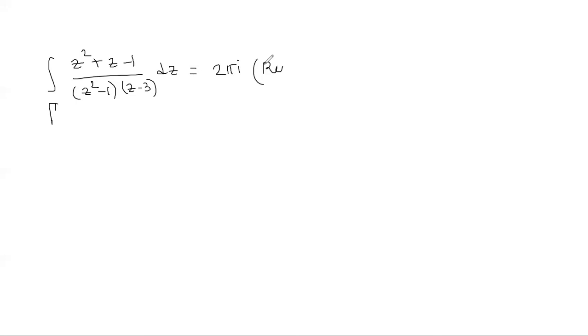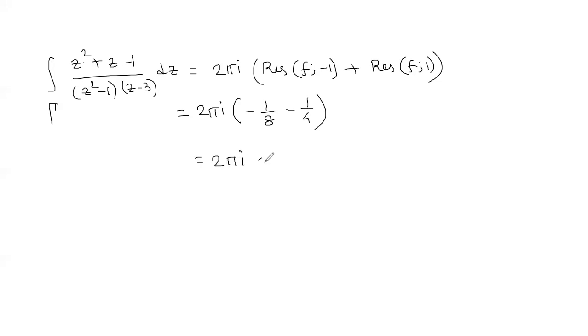So here we get integral over gamma of (z² + z − 1) by (z² − 1)(z − 3) dz equal to 2πi times the residue of f at the point −1 and the residue of f at the point +1, which is equal to, the residue of f at −1 is −1 by 8 and it is −1 by 4. So it is 2πi times (−3 by 8). So it is −3πi by 4.